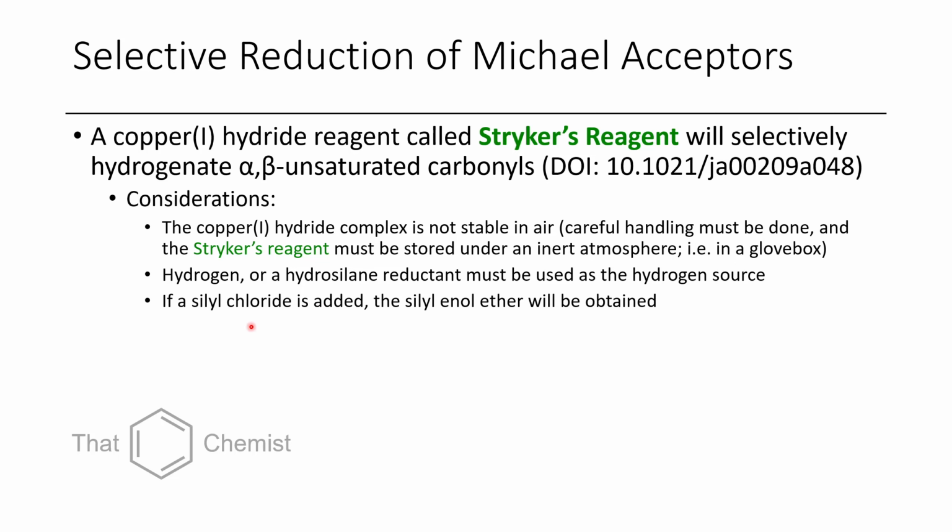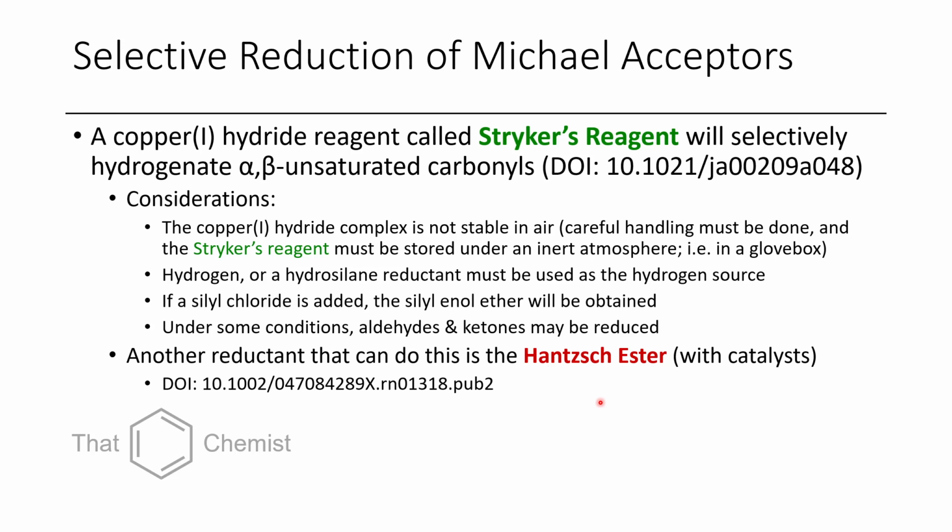So you could add in a silyl chloride to these reactions, and it'll actually trap the copper enolate that forms as a TMS enol ether. So under some conditions, aldehydes and ketones are reduced, but this tends to be fairly substrate specific. In general, though, it can be a pretty good method of selectively reducing Michael acceptors. If you wanted to avoid this but achieve the same sort of thing without using copper hydride, you can also use Hantzsch esters, which typically work as good hydride donors in the presence of acids. However, most of these transformations are done for enantioselective variants rather than just general, I have an alkene I want to reduce.